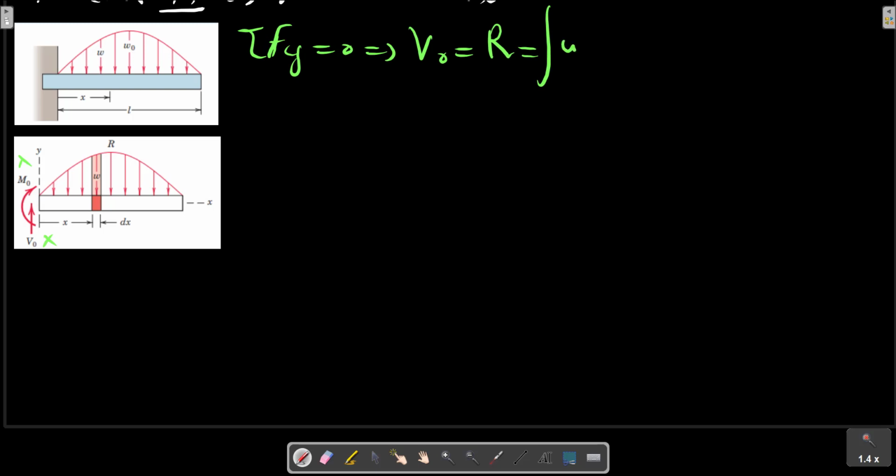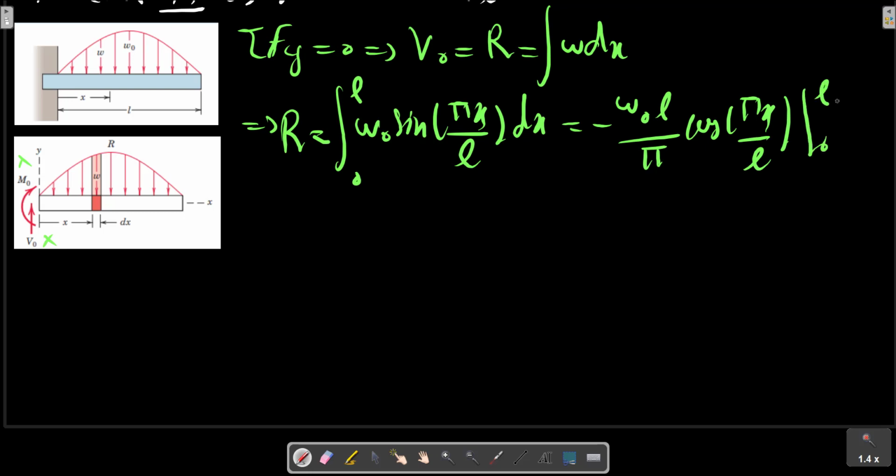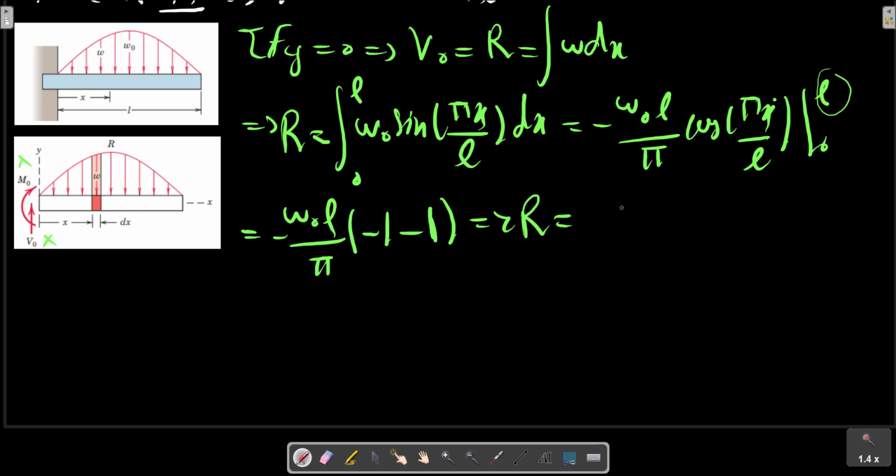the integration of omega dx. R equals the integral of omega 0 sin(pi x on L) dx from 0 to L, which equals minus omega 0 L on pi cos(pi x on L) from 0 to L. With the substitution, cos pi is minus 1 and minus cos 0 is 1, so R equals 2 omega 0 L on pi, which is V0.